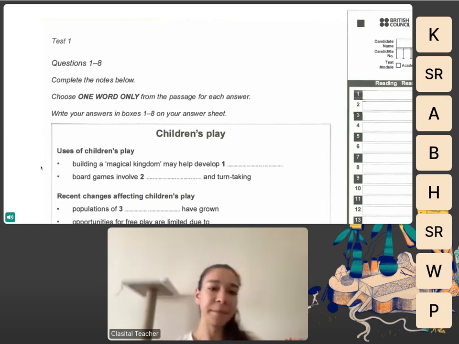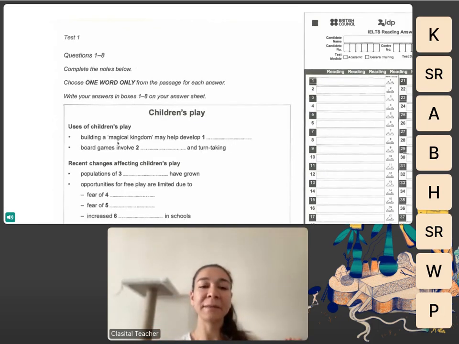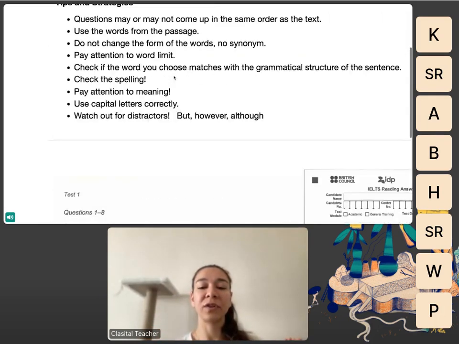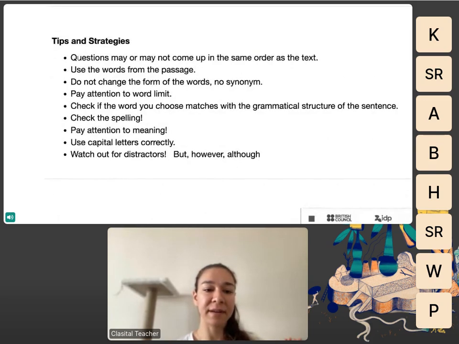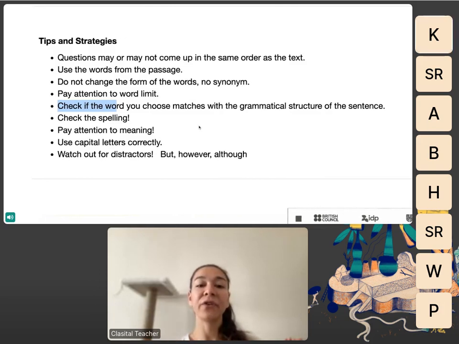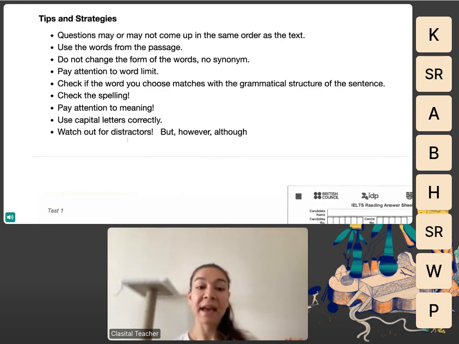We are doing tips and strategies. You can read it from here. Check if the word you choose matches the grammatical structure of the sentence. So if it is asking for a verb, do not write a noun. If it is asking for an adjective, do not write a noun. Check the spelling and pay attention to the meaning.